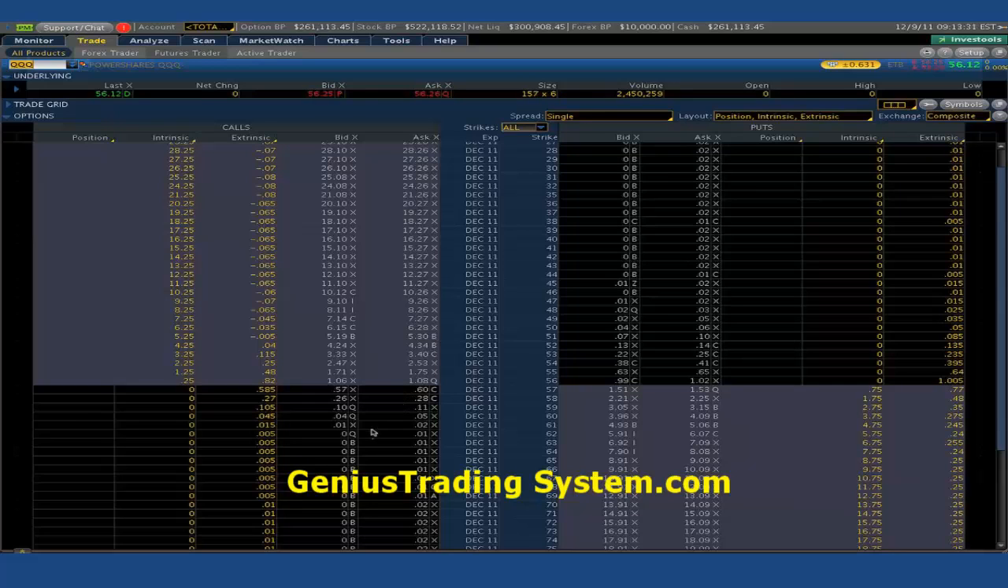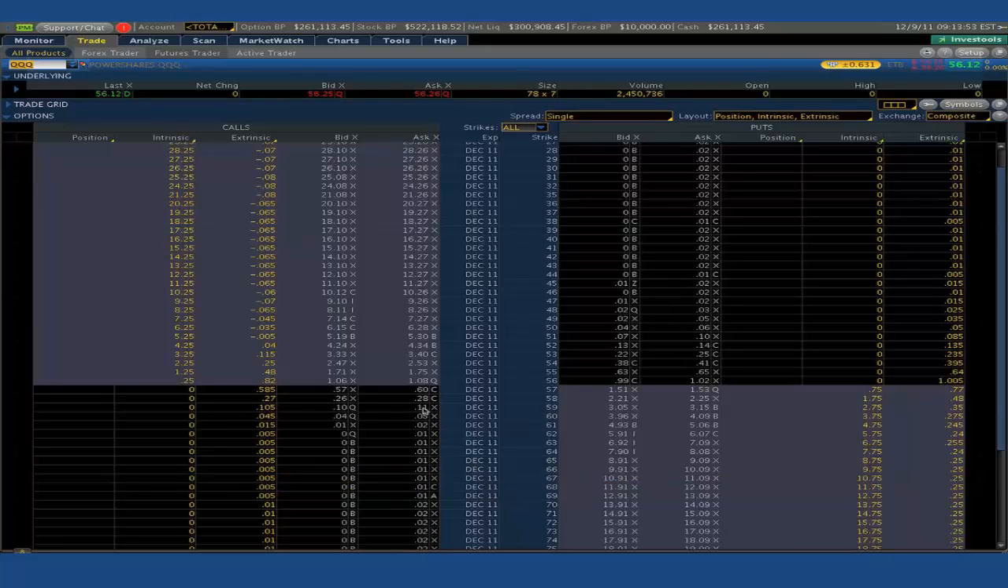An out-of-the-money call has no intrinsic value. In other words, there's no real value to these prices down here, above the strike price. The 57, the 58, the 59, the 60 strike price calls. All of these calls, with prices of 60 cents, 28 cents, 11 cents, 5 cents, and 2 cents, have no intrinsic value.